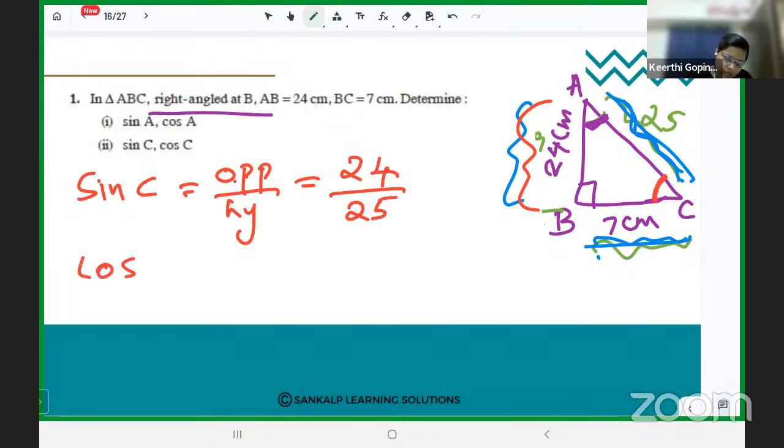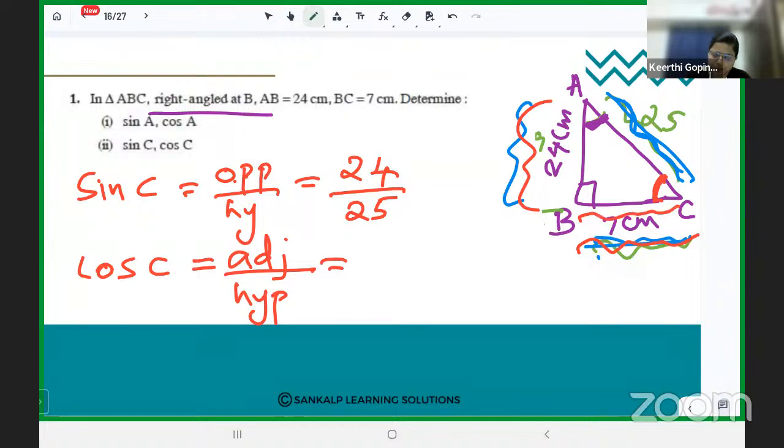And with respect to angle C, we have to find out cos C. With respect to angle C, the adjacent side is BC. Cos C is nothing but adjacent side by hypotenuse, and here the adjacent side is BC, that is 7 centimeter, divided by the hypotenuse, which is 25. So sine C is 24 by 25 and cos C is 7 by 25. Okay. Hope it is clear to you all.